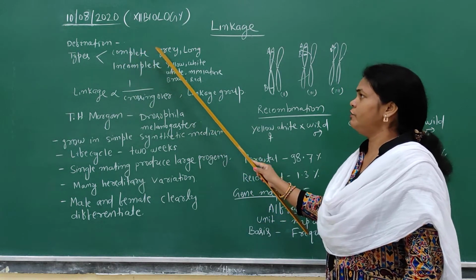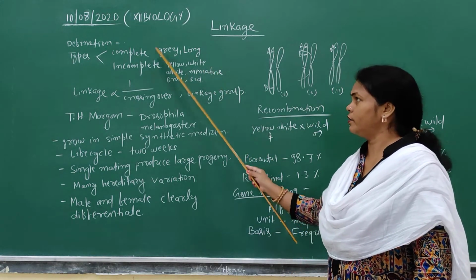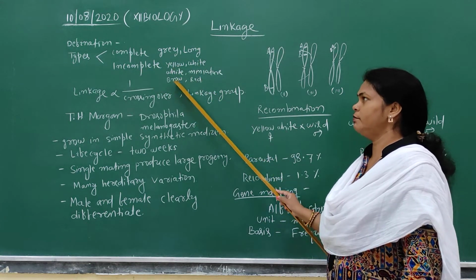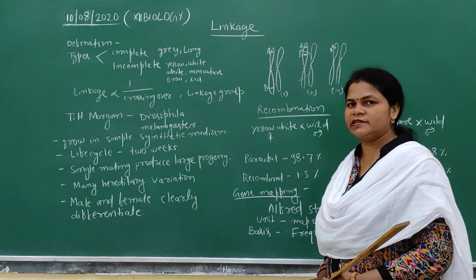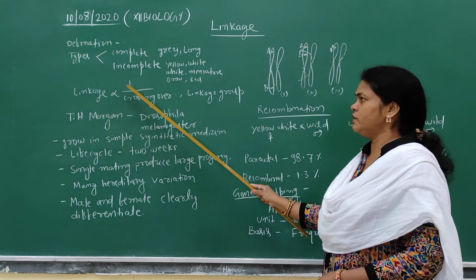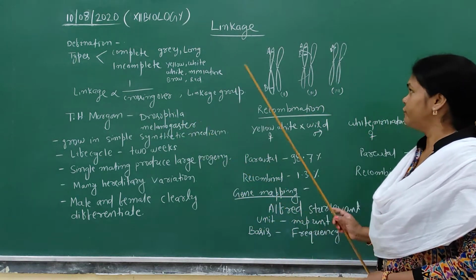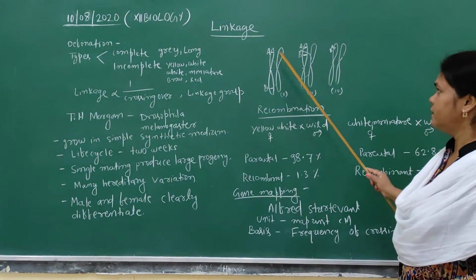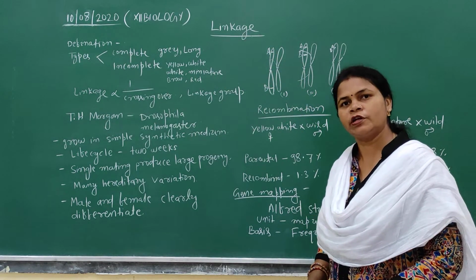You can see the example. For complete linkage, you will find grey body and long wings in Drosophila; these are linked genes showing complete linkage. For incomplete linkage, there are yellow body and white eyes, brown body and red eyes, or yellow body and miniature wings. These are also linked genes, but they show incomplete linkage. So we may say linkage is inversely proportional to crossing over. That means if the strength of linkage is more, then crossing over is less, and if the strength of linkage is less, then crossing over frequency is more.